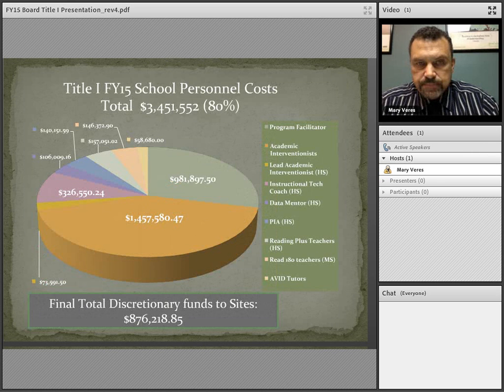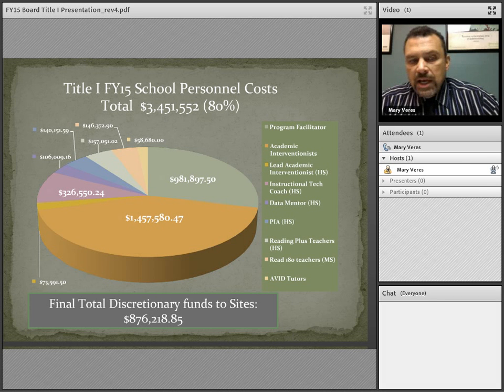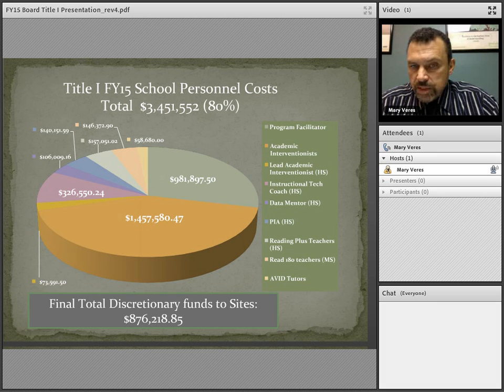Now within that budget, $3,451,552 of what we just looked at, or 80% of that fund, actually go for the schools to purchase their personnel. And as you can see here, we have program facilitators, our academic interventionists, and in the high schools, because they're so large and they do actually have quite a bit more money, they buy lead academic interventionists, their own tech coaches, data mentors, their PIAs, and their Reading Plus teachers. And in the middle schools, their Read 180 teachers. Out of this budget, out of the site budgets, also come their AVID tutors.